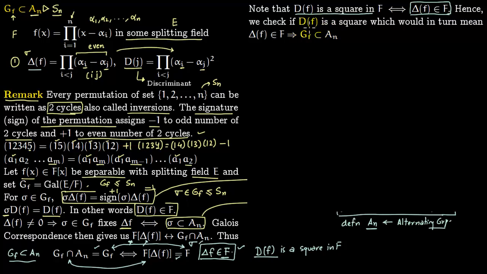So hence we have to check whether d of f is a square, and if it is a square, it would mean that delta f is in F, which would in turn imply that the Galois group of the polynomial is a subgroup of the alternating group.